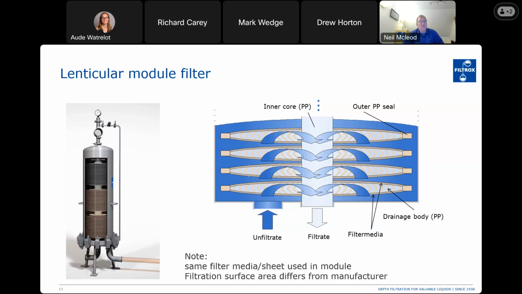So it's an enclosed system which can be vented, so there's no drip loss, there's no losses, and at the end of the process, the module can actually be blown down with air or gas, and so we can push out any residue product and minimize any losses within a system like this.